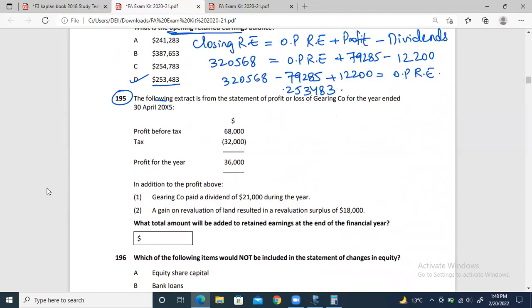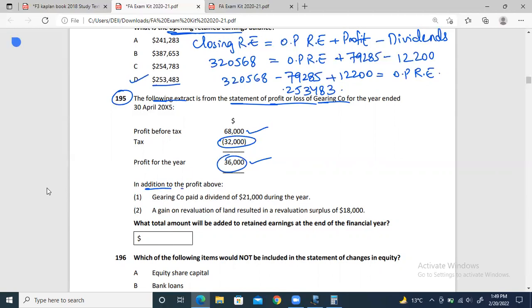Okay, the following extract is from the statement of profit or loss of Gearing Company. Now profit before tax is 68,000, right? And tax over here is 32,000. This is profit for the year. So when we study the financial statements as well, you'll notice that when tax is minused and interest is minused as well, then we actually get the profit for the year, which is net profit.